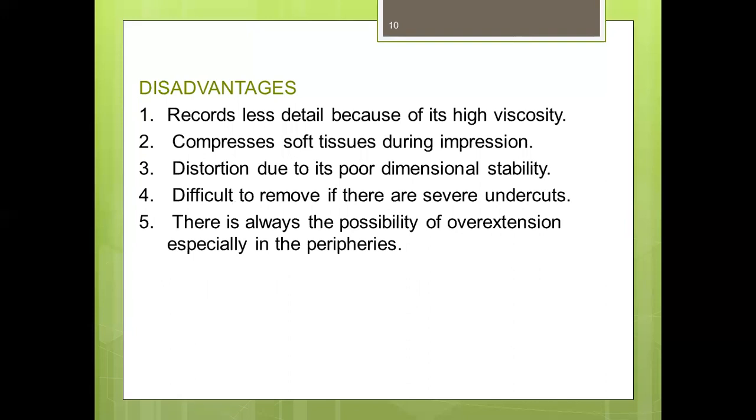Now we will talk about the disadvantages of impression compound. Just because of its high viscosity, it records less detail. Second, it compresses soft tissue while making the impression. Third, distortion due to its poor dimensional stability. Fourth, sometimes when there is a severe undercut, the impression compound is difficult to remove. Fifth, there is always the possibility of overextension, especially in periphery regions.